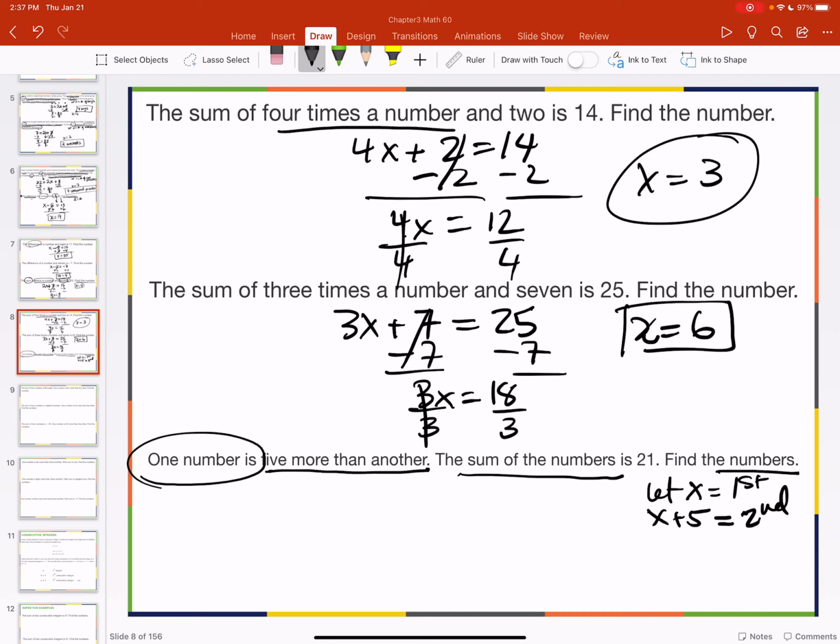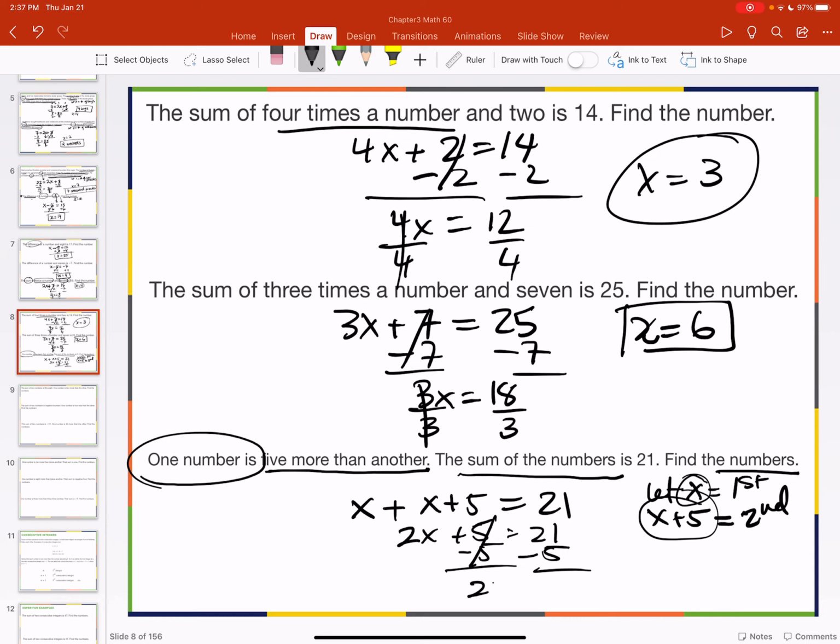So then I just care about adding them. The sum of the one that's 5 more and the original is going to be 21. From here, we combine like terms, and then simplify by subtracting both sides by 5. We get 2x is equal to 16. Divide by 2, and we get x is equal to 8.